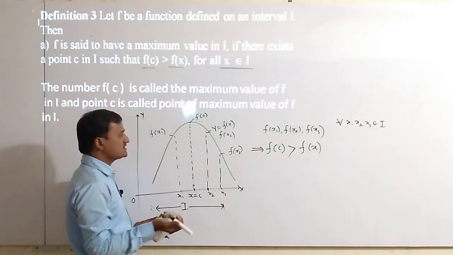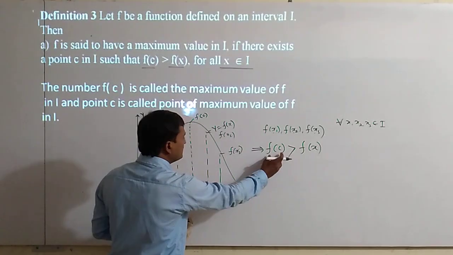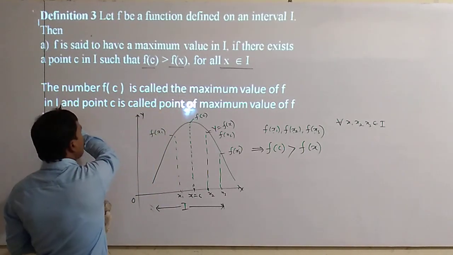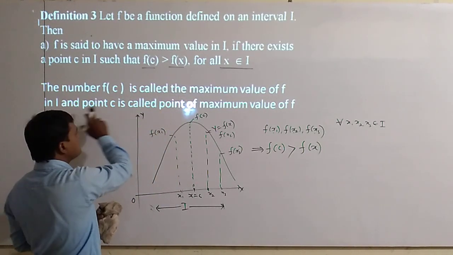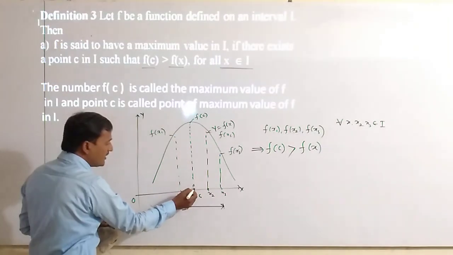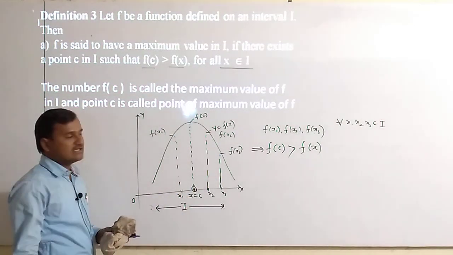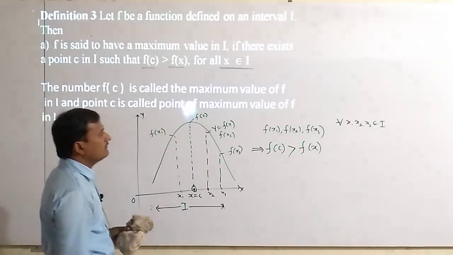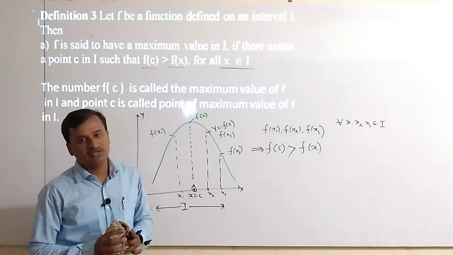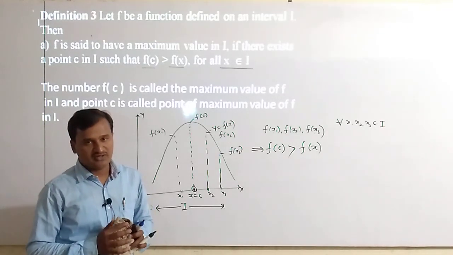In that case, f of c is called the maximum value of f in I, and this point is called the point of maximum value of f. So this is the definition of maxima of a function.